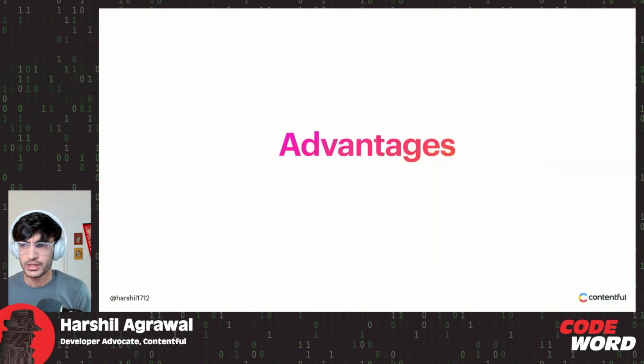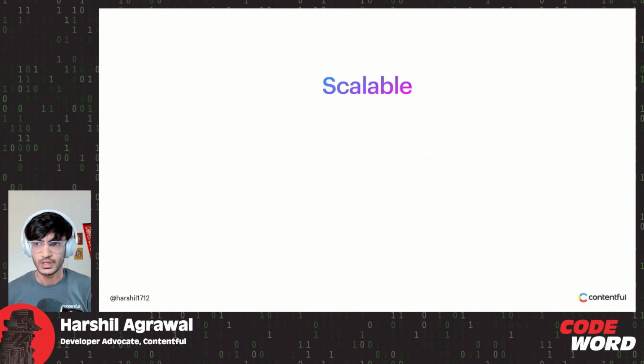So let's take a look at the advantages of composable architecture. Because composable architecture is an extension of microservices, it is scalable. Each component is modular enough. They can still talk to each other, but they are independent of each other. So if you want to scale up one component, it can easily scale without hindering any of the other components.